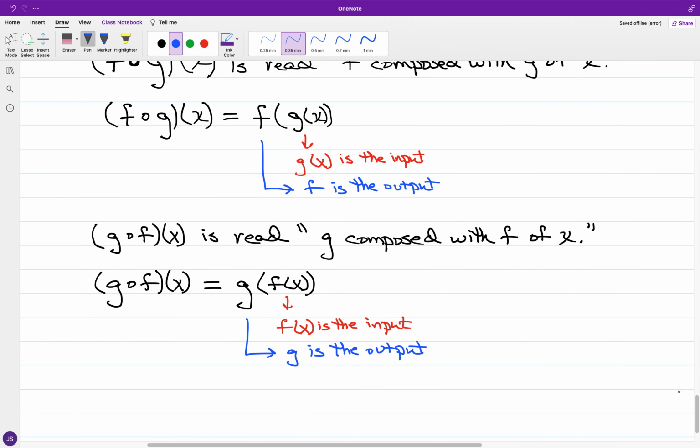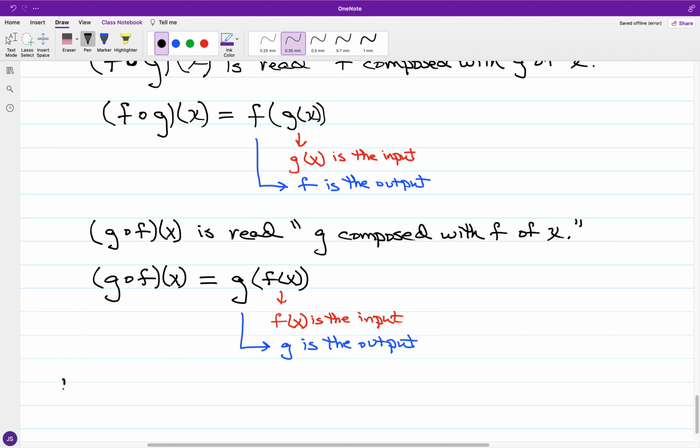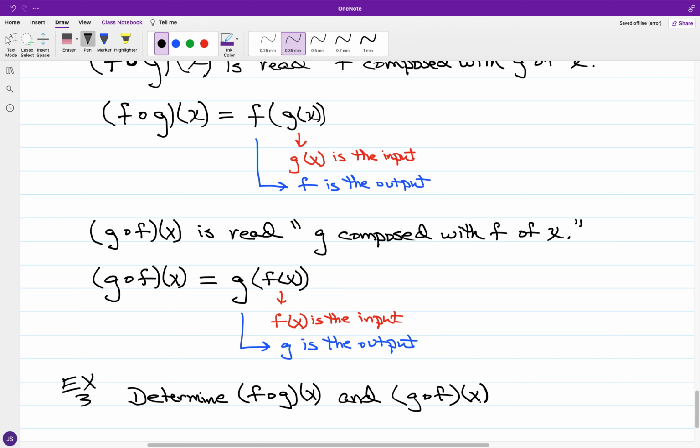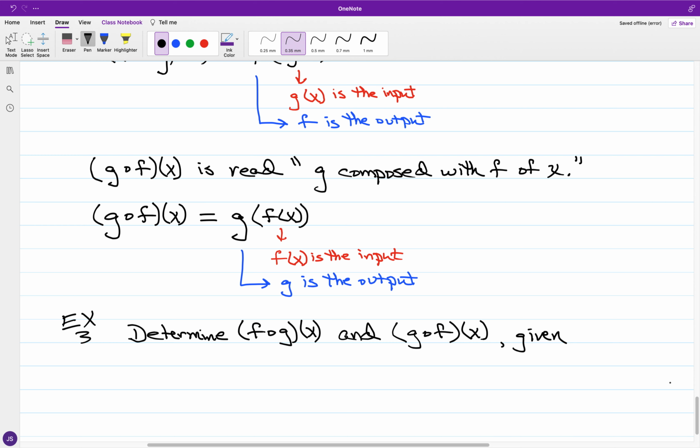And let's say that in terms of how compositions might work, and we'll say, for instance, if I were to determine f composed with g of x and g composed with f of x, and we'll say that for the individual functions, f of x is equal to x plus 2, and g of x we'll say is equal to 2x plus 3.